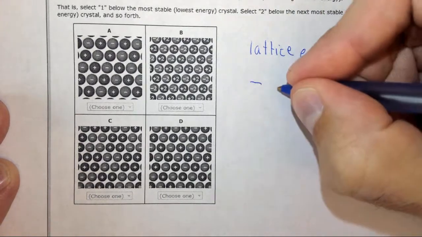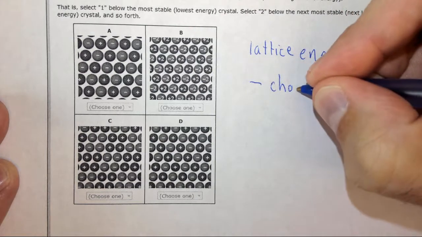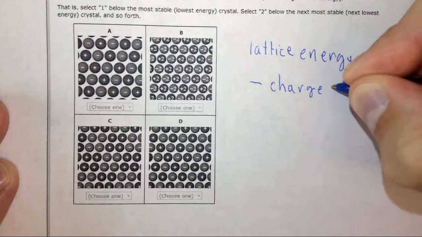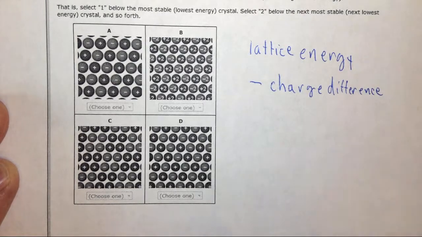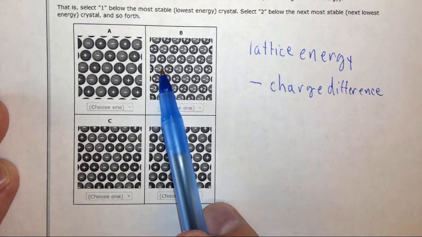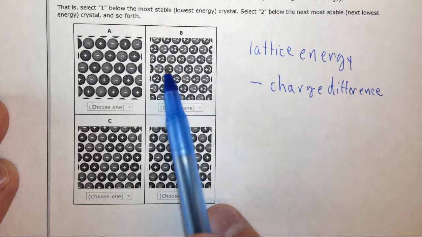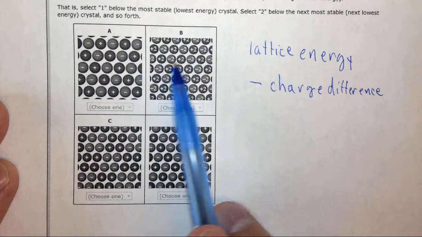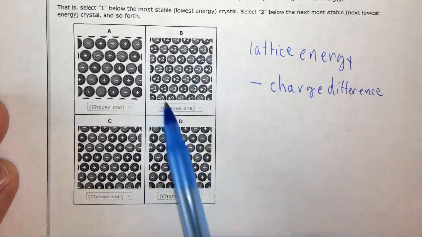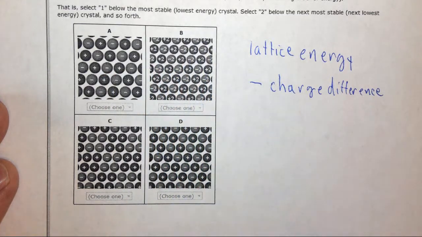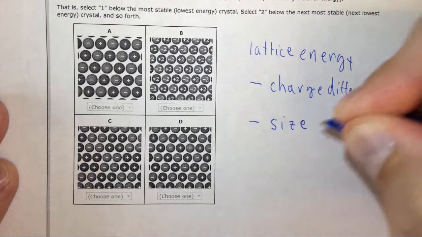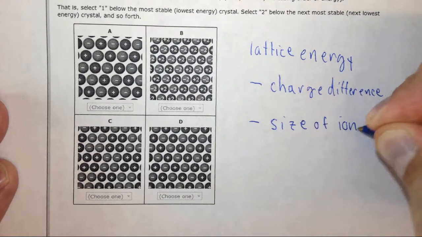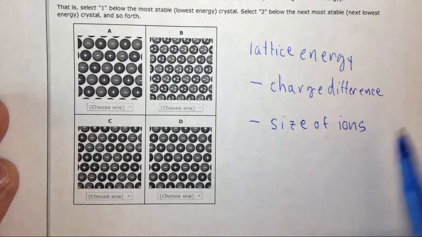The first one, and more important one, or more substantial one, I guess I should say, is charge difference. So, something with a greater charge difference, like say +2 and -2, versus -1 and +1, will have a greater lattice energy and therefore will be more stable. If the charge differences are equal, the secondary factor, which is a smaller factor, is the size of the ions. So those are the two factors.